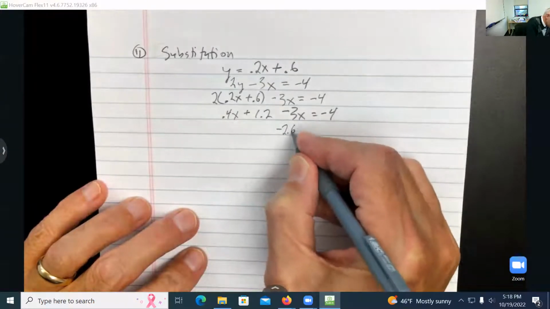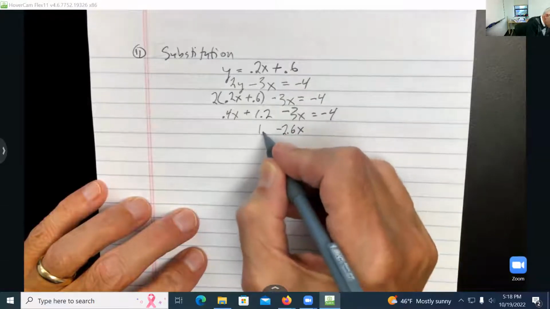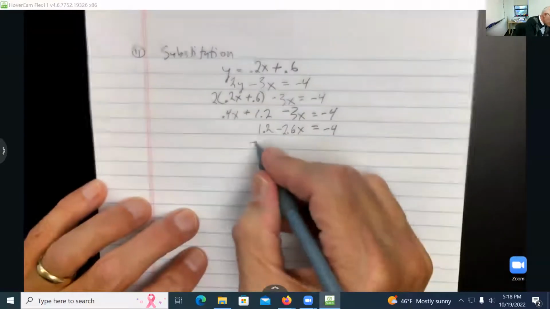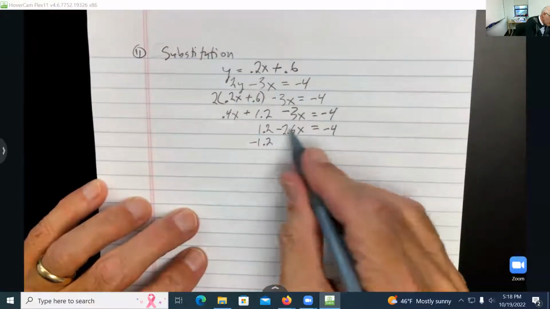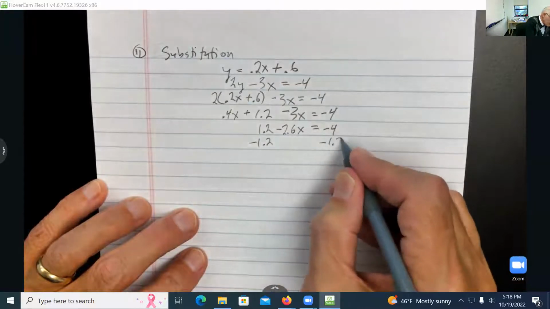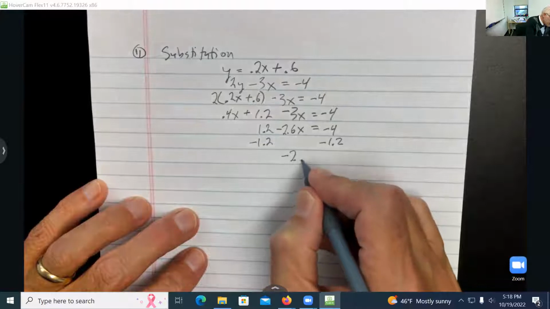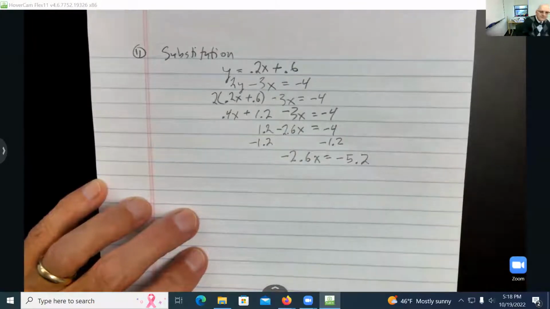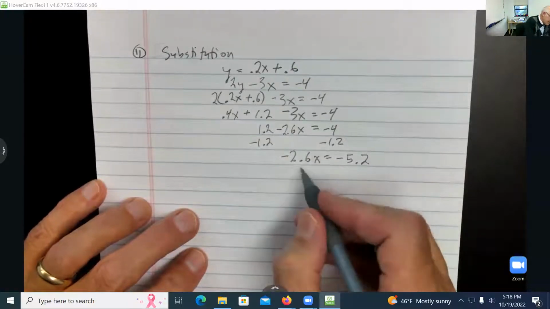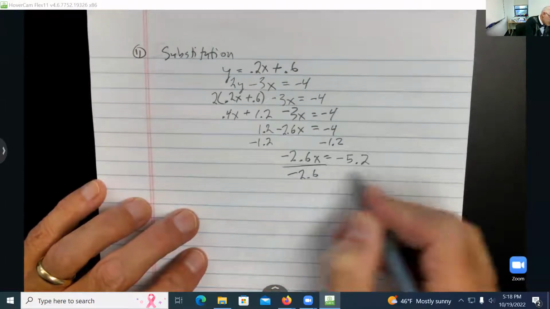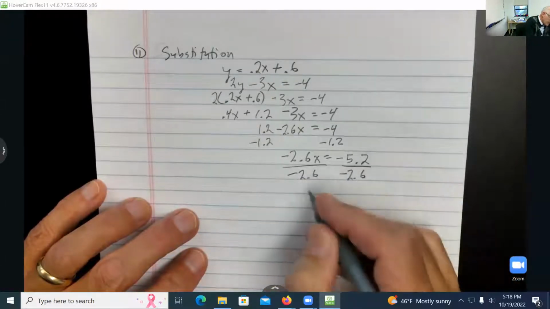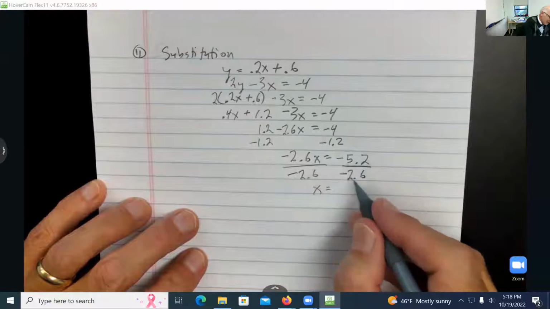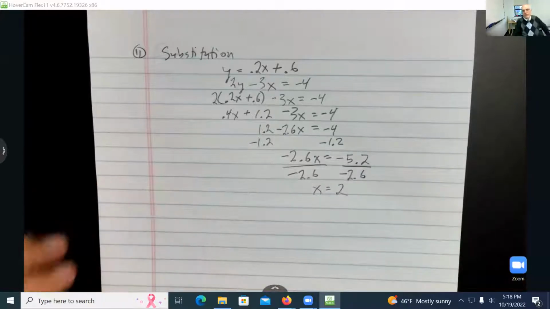That's going to be -2.6x plus 1.2 equals -4. Now I'm going to subtract 1.2 from both sides. It's not a like term with this. Subtract 1.2, -2.6x equals -5.2. And I have one step of algebra left. I'm going to divide by -2.6 on both sides of the equal sign. And 52 divided by 26 is 2. A negative divided by a negative is positive. So I have x equals 2.